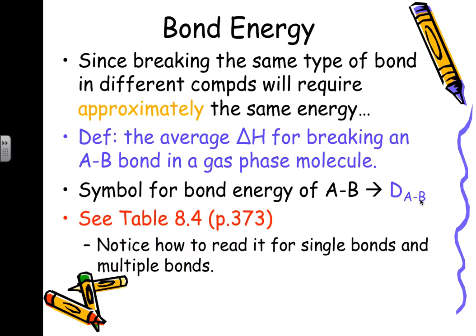Real quick, pause the video if you need to, but I do need you to open up your textbooks. You're looking for page 373, and there is a big blue table at the bottom of that page that is for average bond dissociation energies. You don't have to know these values; you just have to know where to look them up. As it says in the last bullet point on the slide, notice how to read it for single bonds and for multiple bonds. If you need to pause to get your book open, go ahead. Otherwise, I'd like to have you take a look at it with me.